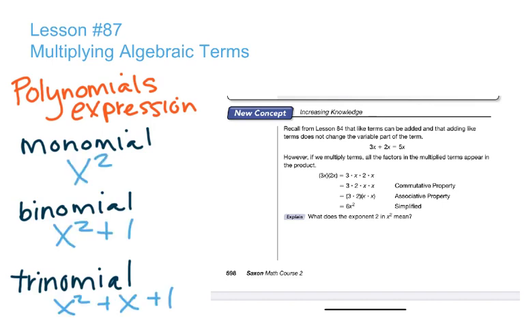So here are some examples of polynomials. X squared is a polynomial by itself. It is also just a term. X squared plus 1 would be a binomial because it has two terms in the expression. The x squared is one term and the 1 is one term. The trinomial is a polynomial with three terms, the x squared, the x, and then the 1. Okay, so hopefully that is all back in your memory.